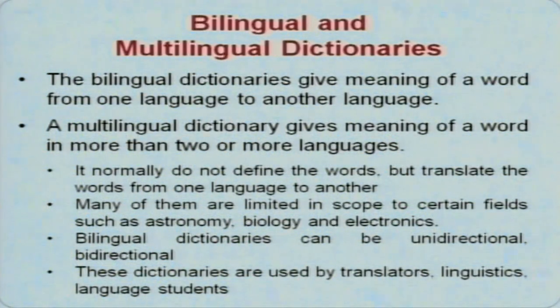Bilingual dictionaries can be unidirectional or bidirectional. When it is unidirectional, that means, for example, you are covering the English language translated into Hindi. So when all the documentation inside that bilingual dictionary is from English to Hindi, that is called unidirectional. But some dictionaries also give bidirectional.